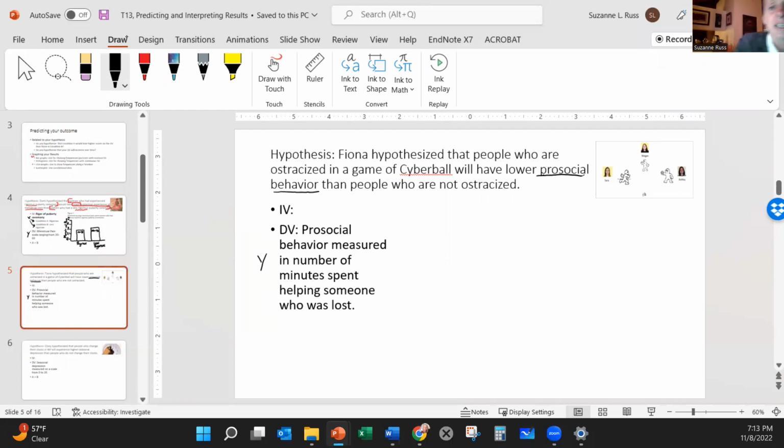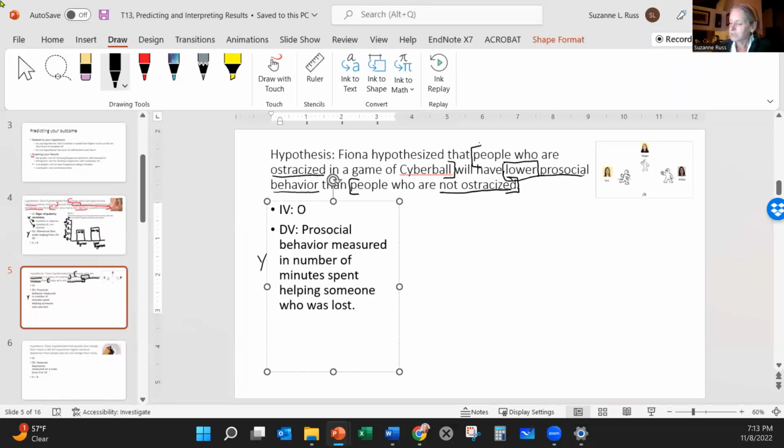And now we look at our direction, lower. So we know that A will be lower than B. And here are the groups that we're comparing. People who are ostracized in a game of cyberball and people who are not ostracized. And so the only thing that's different in these two people is that one group is ostracized, the other group is not ostracized. And so this is what makes our independent variable, ostracism.